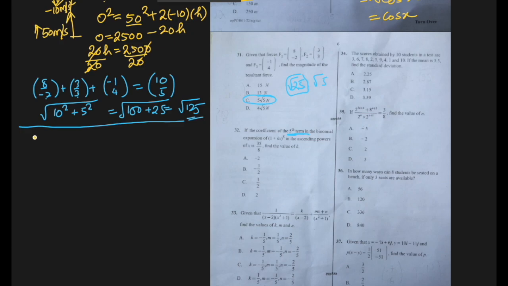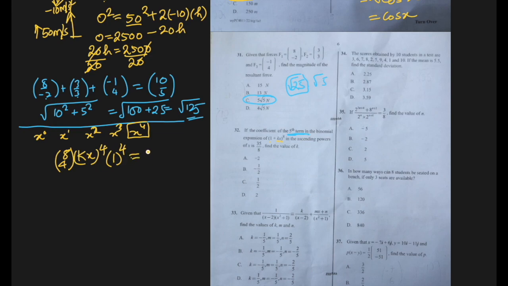Since we want ascending powers, x to the power 0 will be the first term, x to the power 1 will be the second term, x to the power 2 the third, x to the power 3 the fourth, and x to the power 4 will be the fifth term. That means kx should be given power 4. Then we write 8C4 in front of it, and we have 1 with it, so 1 will get the remaining 4. Total 4 plus 4 should be 8.